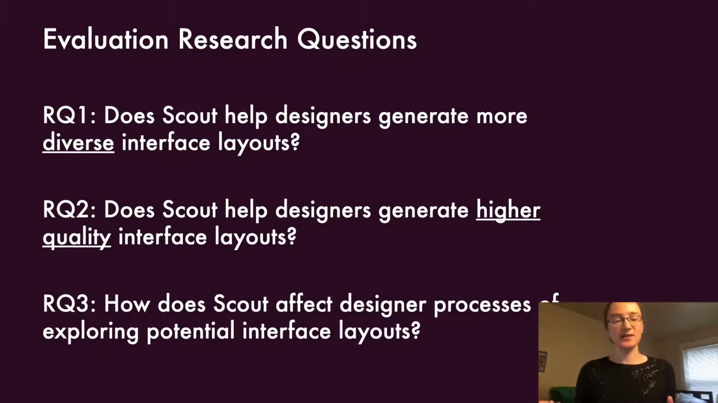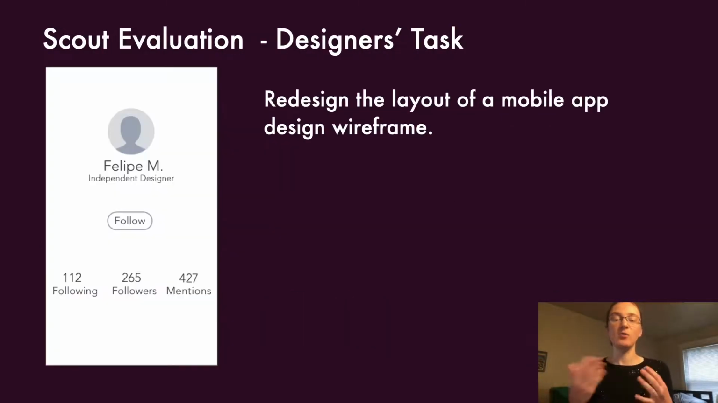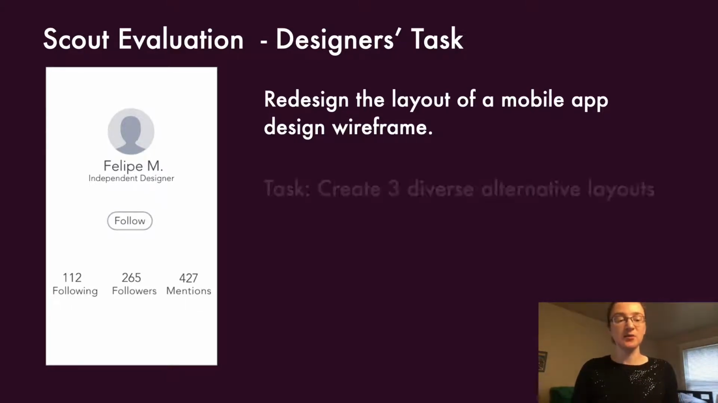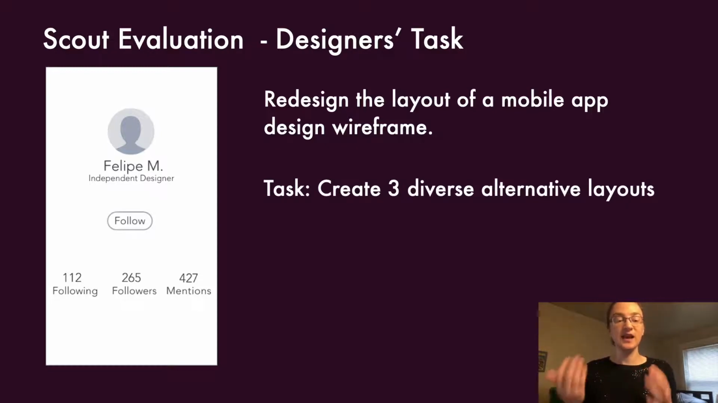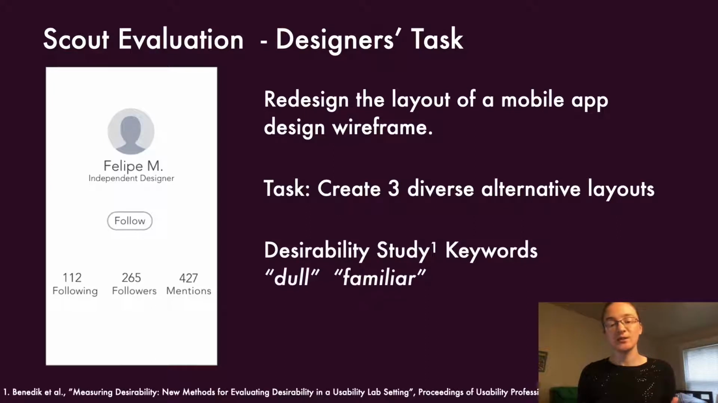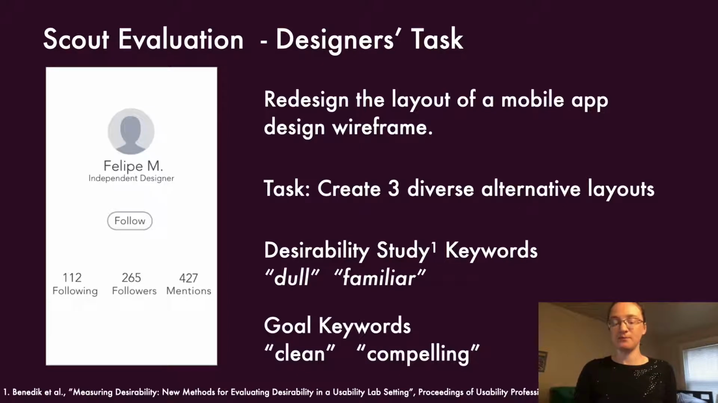And we gave them a task, which was to redesign the layout of a mobile app design wireframe. And we had them create 3 diverse alternatives to make them as diverse as possible. The designers had conducted a desirability study, which is a type of study where users assign descriptive keywords like dull or familiar, which had been assigned to the social media app on the left, with the goal of having their final designs result in the goal keywords of clean and compelling.